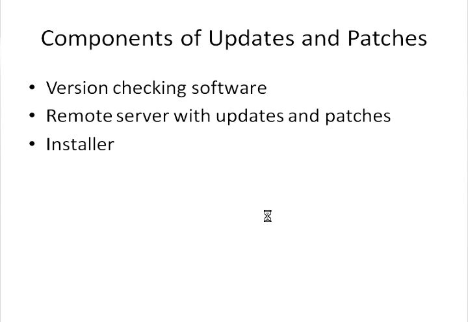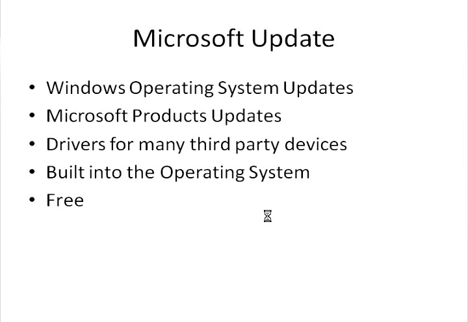Components of updates and patches. Typically they have some kind of version checking software. They'll compare the version of the software that you have against a database of the latest versions of software. Typically there's a remote server with updates and patches that you're going to connect to and get the software from. And a lot of these have custom installers that will install the software after it's got the latest updates.